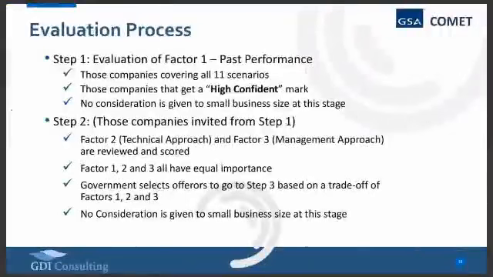Okay, now let's go through the evaluation process. So those were the 5 factors that were involved in the proposal. Now let's see how that ties in to the evaluation process. The evaluation process has essentially 3 steps and a final 4th one, which I will explain. Step 1 is the Factor 1 past performance. So on Step 1, you only submit Factor 1. You don't submit the others.